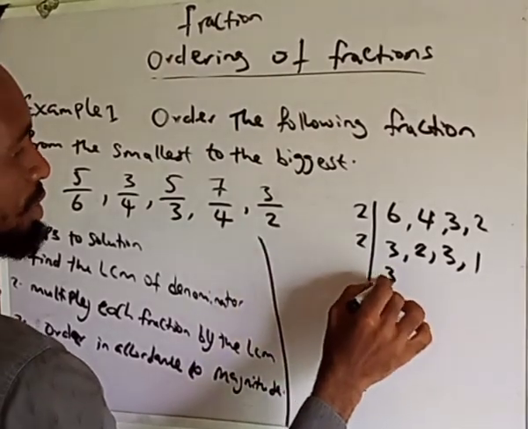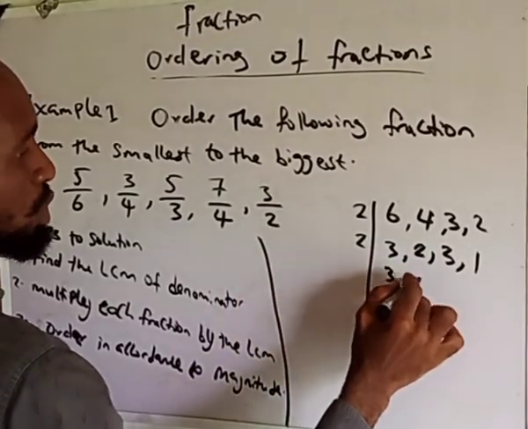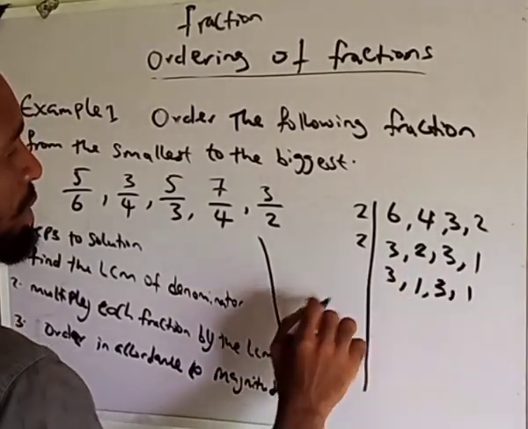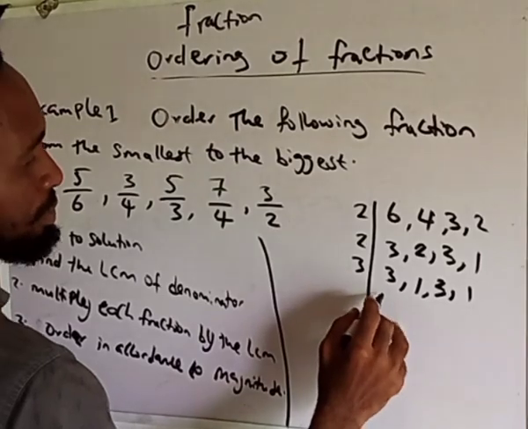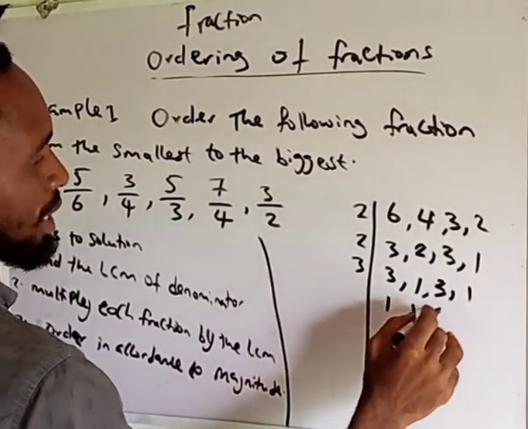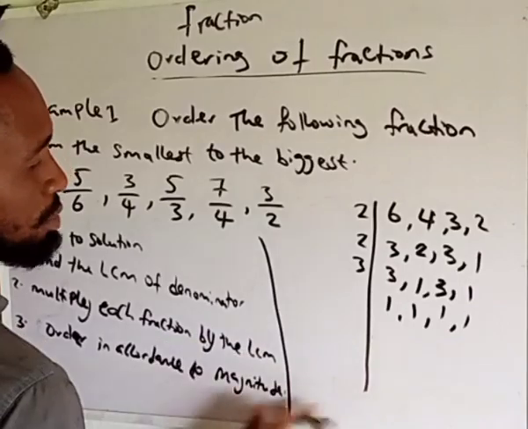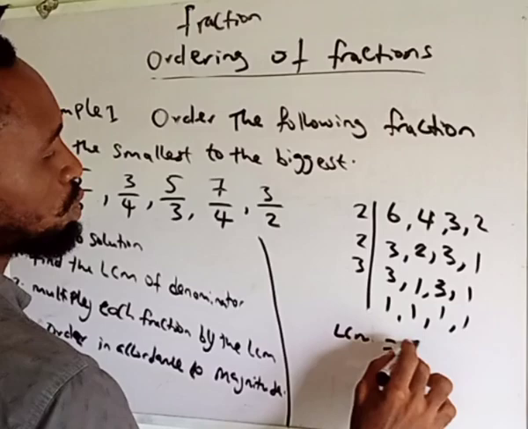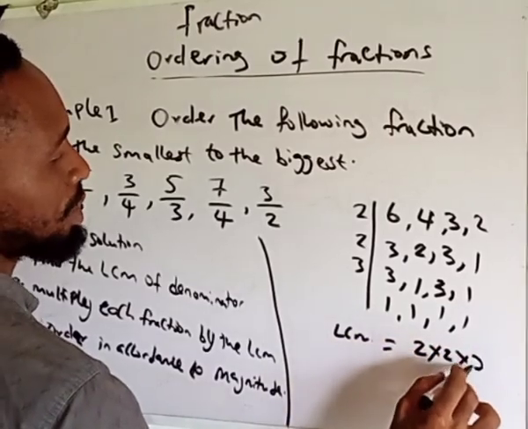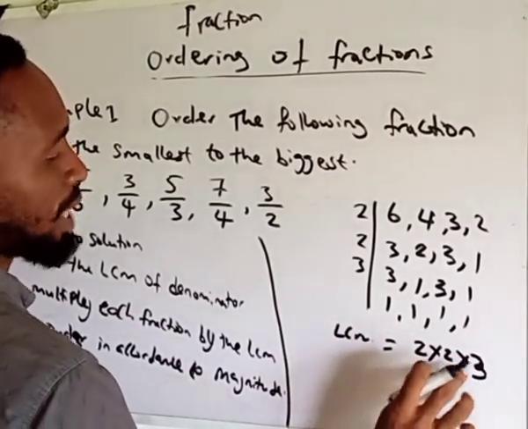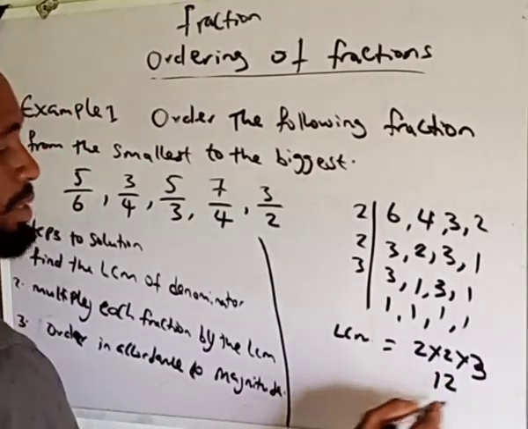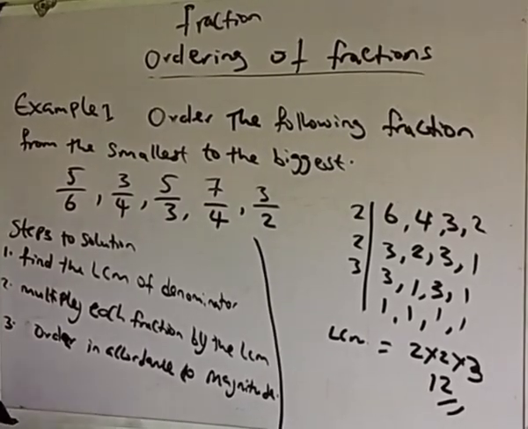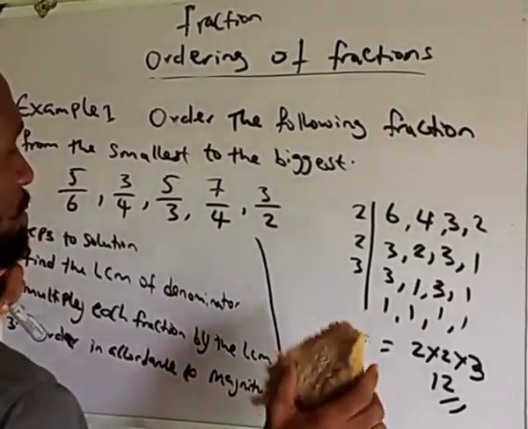2 can go again into the 2 and the 4, I have 3 because it cannot go into it. 2 into 2 is 1. 2 into 3, you cannot go, I bring down the 3. Then I have my 1 brought down again. Then 3 can go now. I have 1, 1, 1, and 1. Is that okay? Everything comes down to 1. So now I have that my LCM will be equal to 2 times 2 times 3. 2 times 2 is 4. 4 times 3 is 12. That means that the LCM of the denominators is 12.